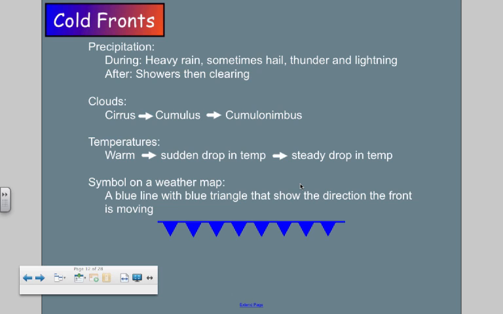Now, the last thing is the symbol on a weather map. So if you're looking at a weather map, you would see, for a cold front, a blue line with blue triangles. Now the blue triangles point in the direction that the front is moving. So in this case, the front would be moving down the screen.